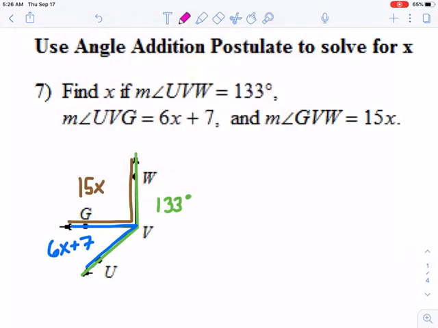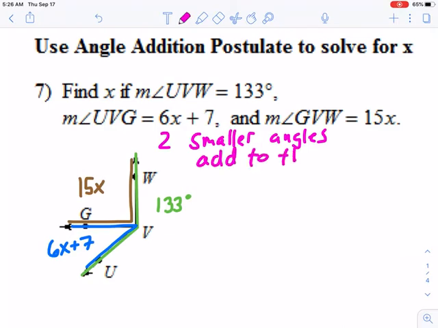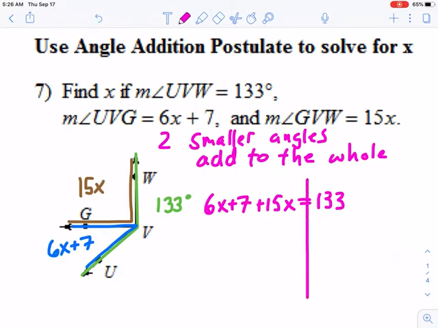So remember, two smaller angles add to the whole. Okay, that's it. That's all it's saying. So I'm saying this blue angle plus this brown angle, well, they combine to make the whole green angle. So I can say, well, 6x plus 7 plus 15x equals 133. Alright? And from here, it's just solving the equation. Alright, so remember, when things are on the same side, it's combine like terms. CLT, combine like terms. So I'm going to do 6x plus 15x is 21x plus 7 equals 133.